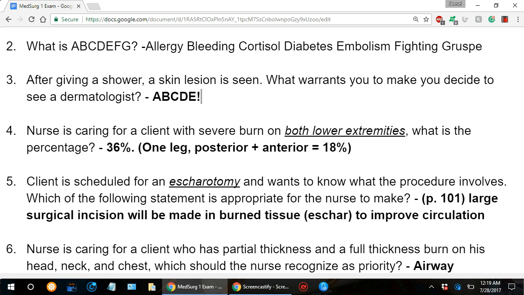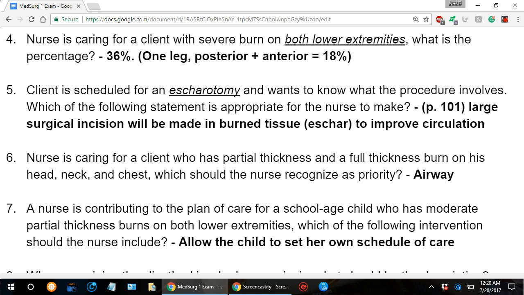Client is scheduled for an escharotomy and wants to know what the procedure involves. Which of the following statements is appropriate for the nurse to make? Large surgical incision will be made in burned tissue or scar to improve circulation.